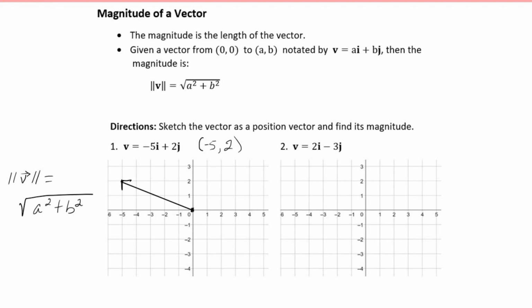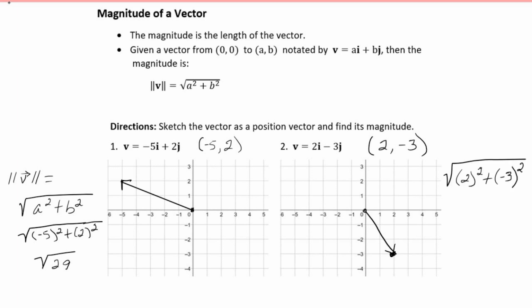And there's my formula for the magnitude. And here I've substituted in a and b. So I get the magnitude to be the square root of 29. For example 2, I'm going to look at this as the point 2, negative 3. So there's my terminal point. There's my vector. Here I've substituted in a and b into my formula to find the magnitude. So the answer is the square root of 13.